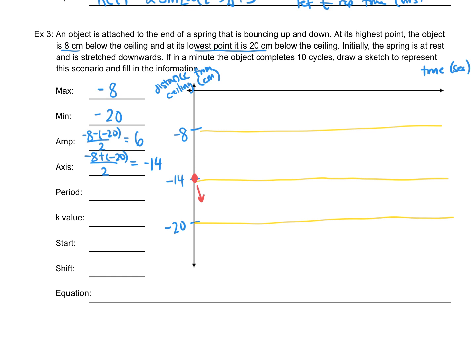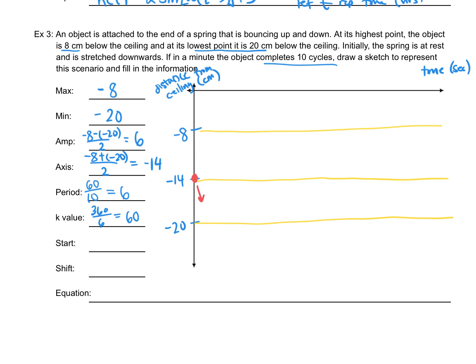Now, what are we told in terms of the period? So in 1 minute, the object completes 10 cycles. So that means in 60 seconds, there are 10 cycles. So let's take that 60 and divide it by 10, and we get 6 seconds per cycle. And if we know the period is 6, then our k value would be 360 divided by 6, which is 60.